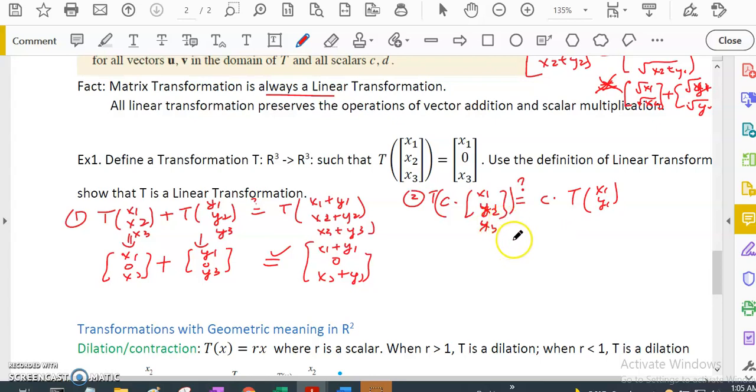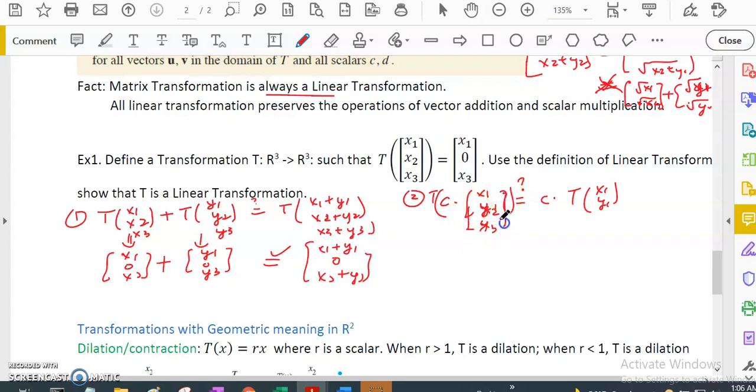We continue with proving a particular transformation being a linear transformation. So we define it this way. We define something as x1, x2, x3. The output is x1 and x3. The x2 becomes 0.